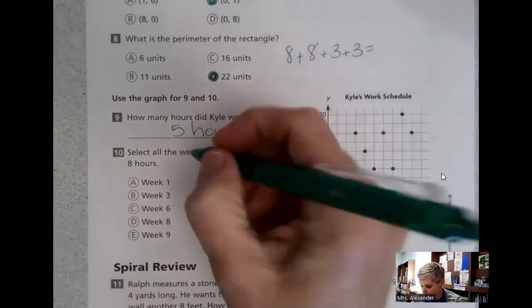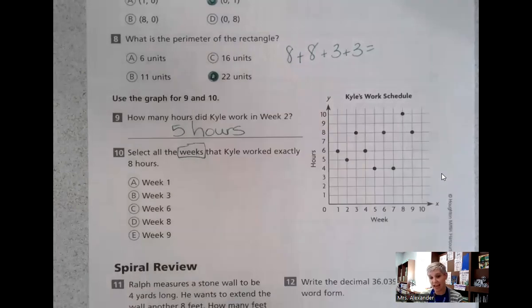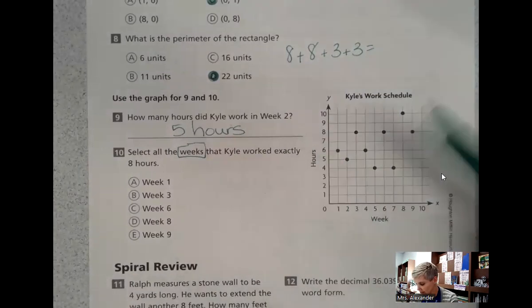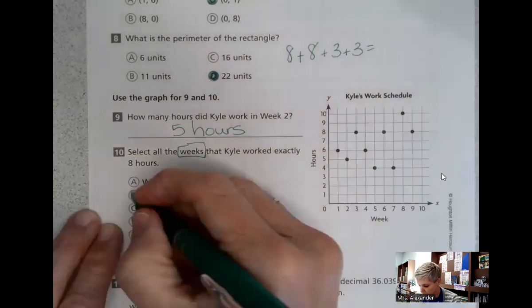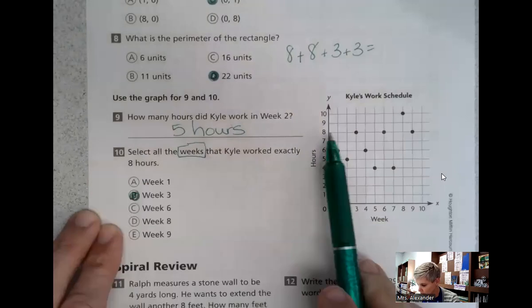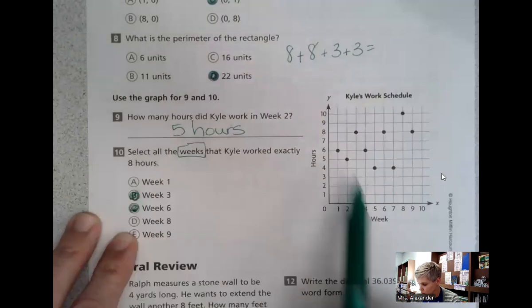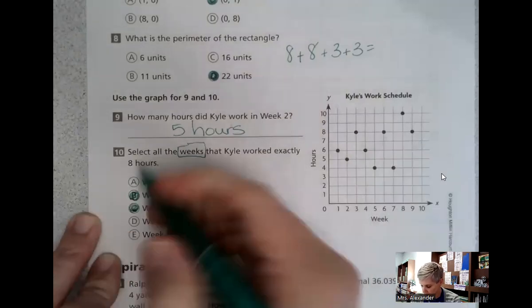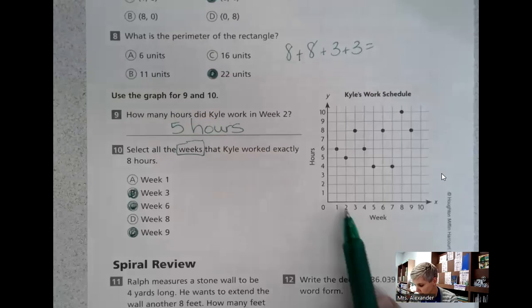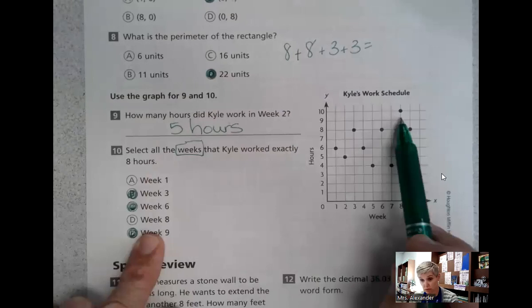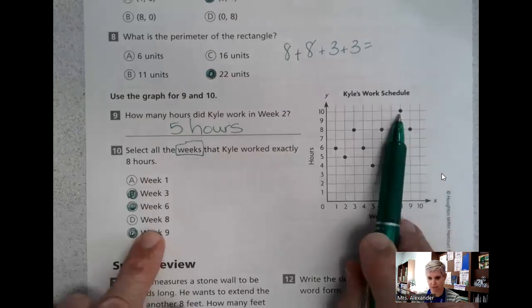Select all the weeks that Kyle worked exactly 8 hours. So weeks is plural. It's going to be more than one. He worked 8 hours. Let's look. Here are 8 hours. I'm going to see week 3. I'm going to mark that. 8 hours. I see week 6 and week 9. Let's double check. Week 1, he worked 6 hours, not 8. And week 8, he worked 10 hours, not 8.